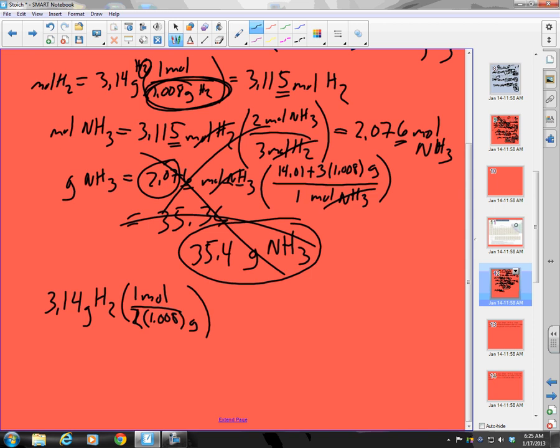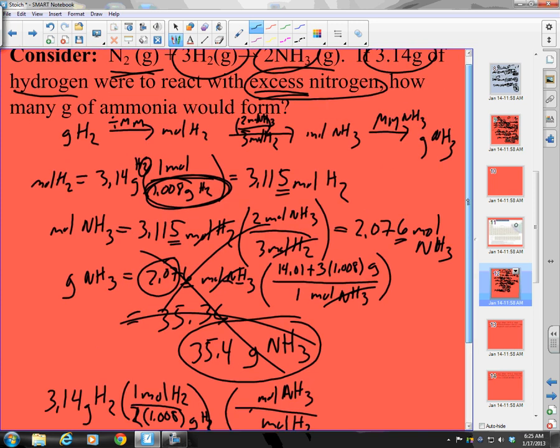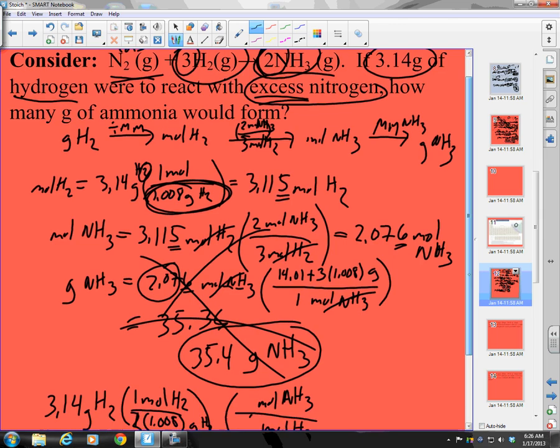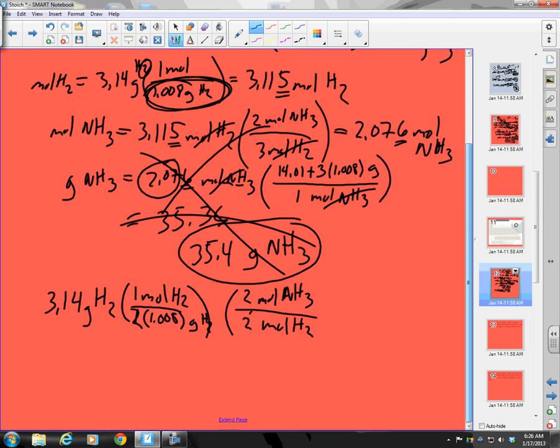So here's my grams of H2. Good. And then that gives me moles of H2. And then I want to have my ratio of moles of NH3 over moles of H2. Where do I get that? It's 2 NH3 to 3, so 2 to 3. So put a 2 here and a 3 here.